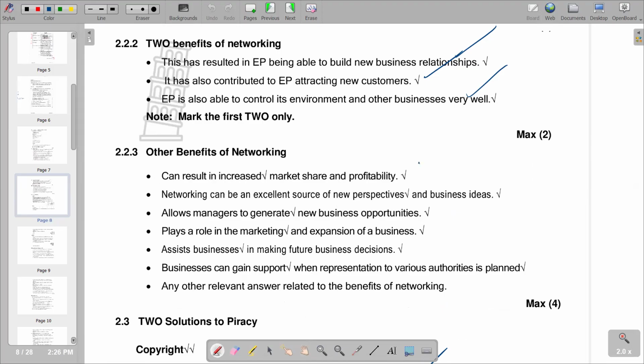other benefit that we can include, which is that networking can be an excellent source of new perspectives and business ideas, and allows managers to generate new business opportunities.